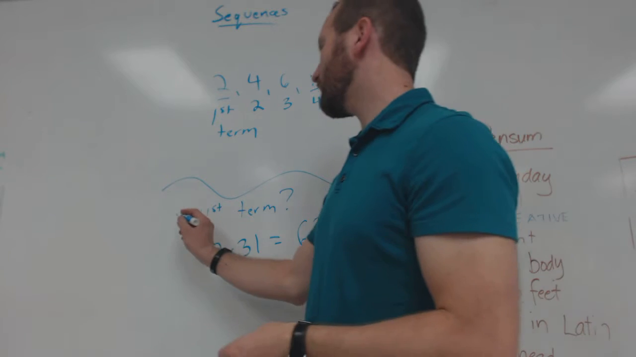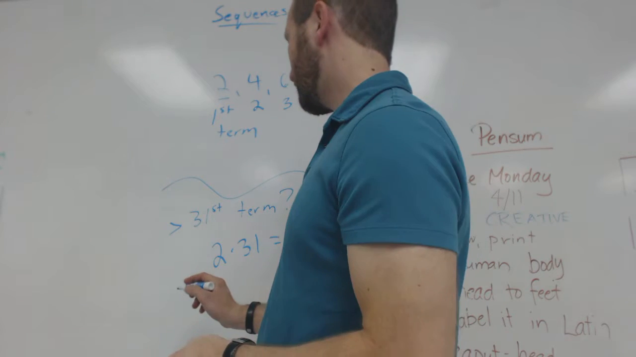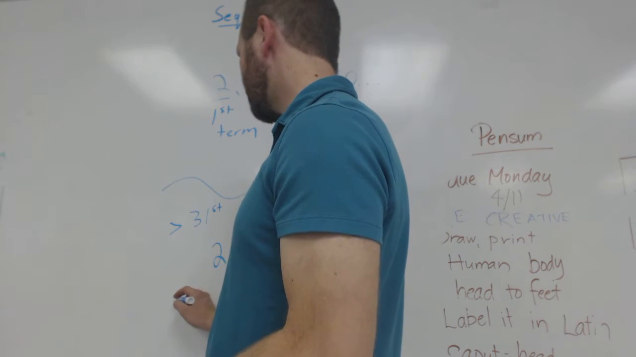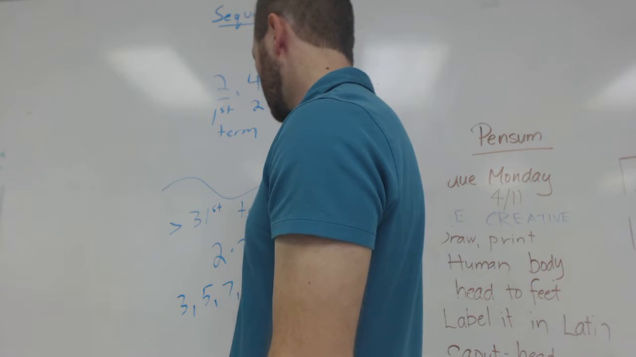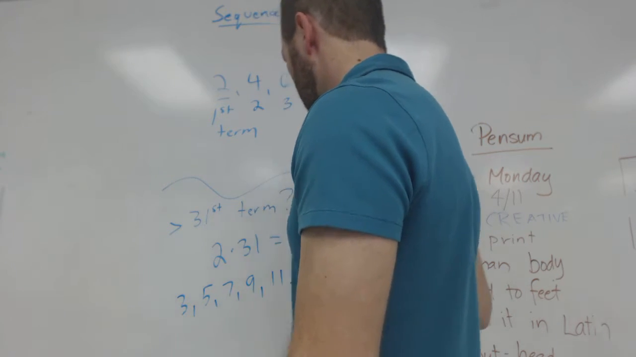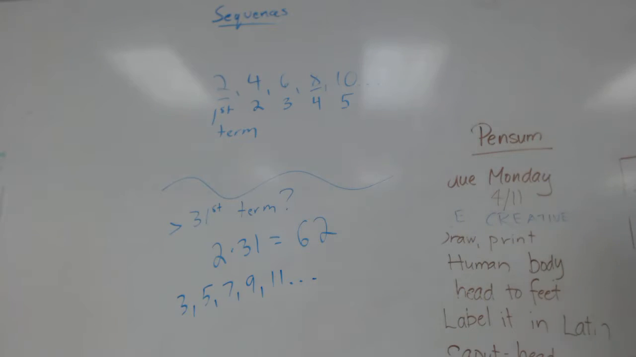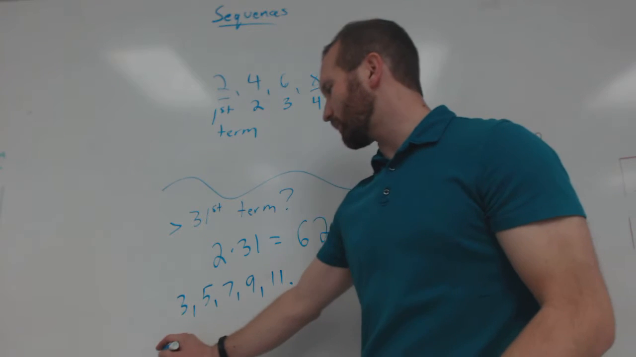What about, I'm going to give you a different sequence. What about if I had this? 3, 5, 7, 9, 11. What would be the 11th term in this one? 22.